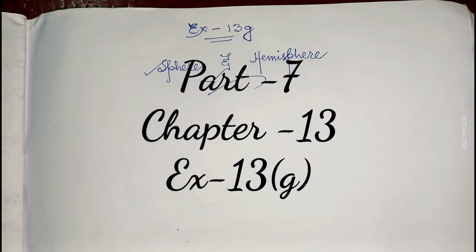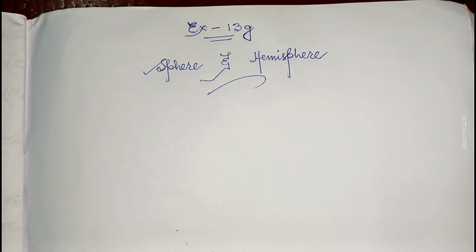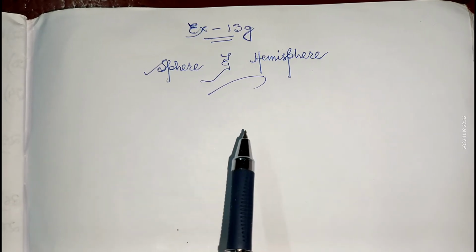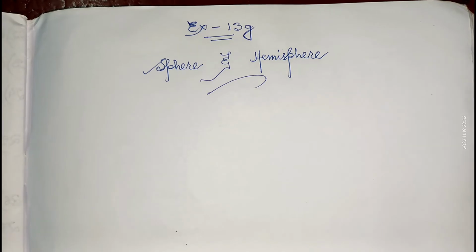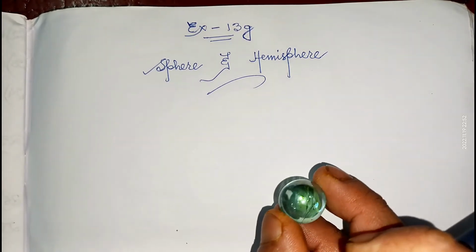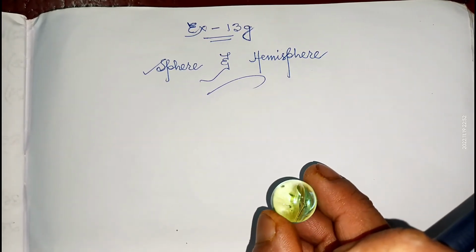Hello students, today in this session I am going to explain sums of 13G, which are mainly based on sphere and hemisphere. Now what is a sphere? A sphere is a three-dimensional object whose shape is something like this. This marble, cricket ball, football all are spheres.